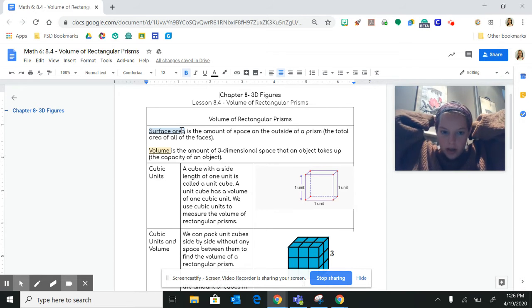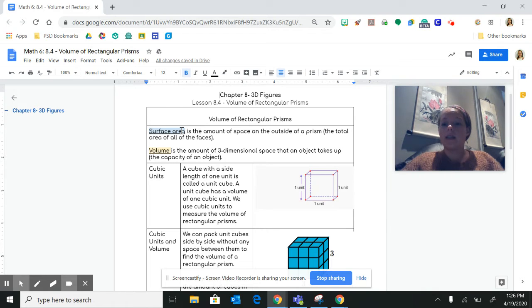And we're talking about volume. Volume is the amount of space that a three-dimensional object takes up. So the capacity of an object. So that is not only the area on the outside, it's also the volume of what is inside an object.